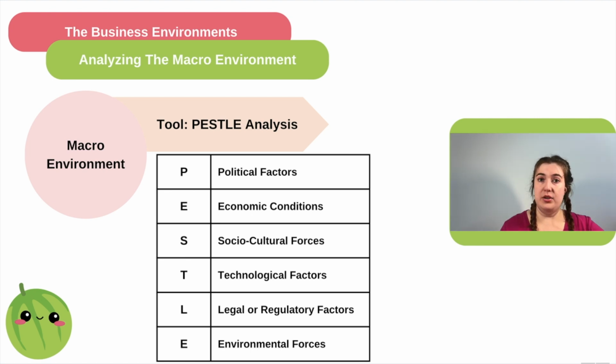Political factors are those things like what's actually happening in politics at the moment. For example, elections can have a big impact on the business. E, our economic conditions, is literally looking at what our economy is like, what our unemployment rate, inflation rates, tax rates are, all those types of things. That's where we're looking at our economy.